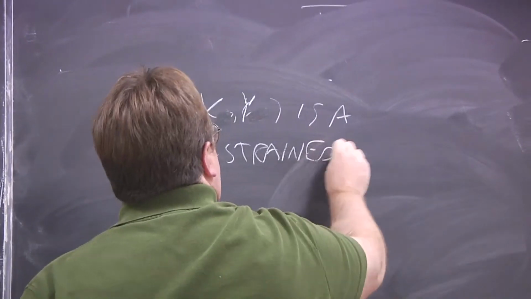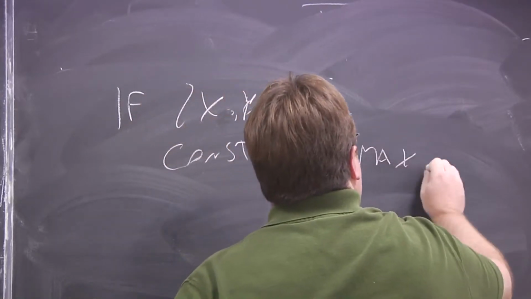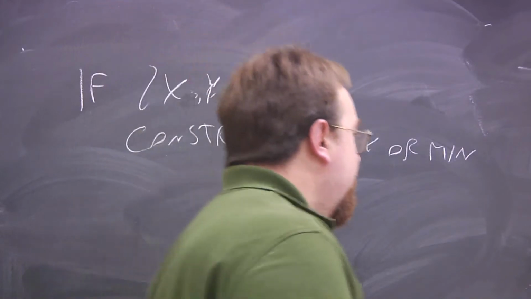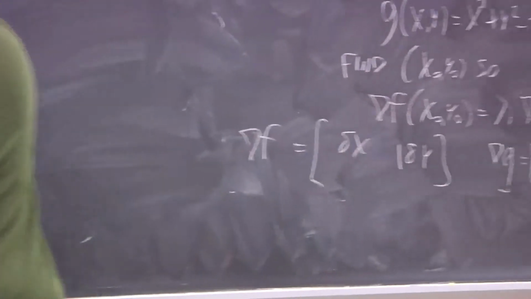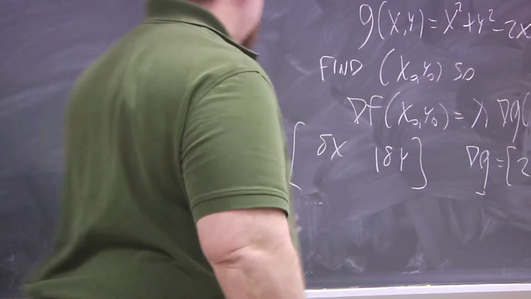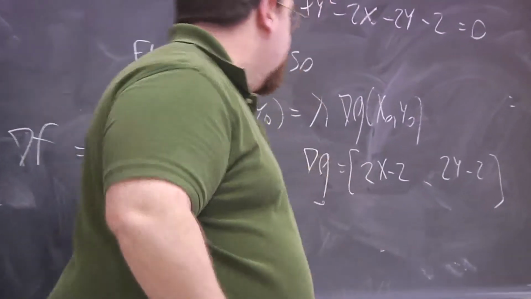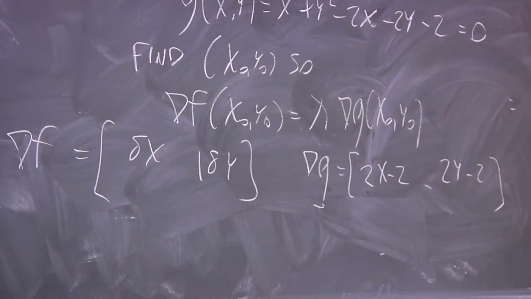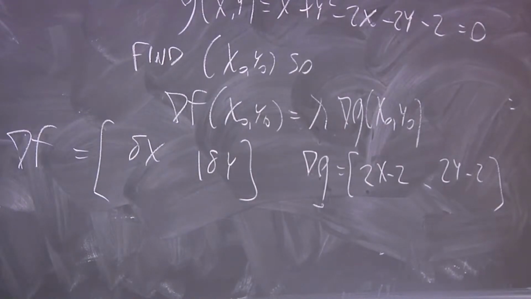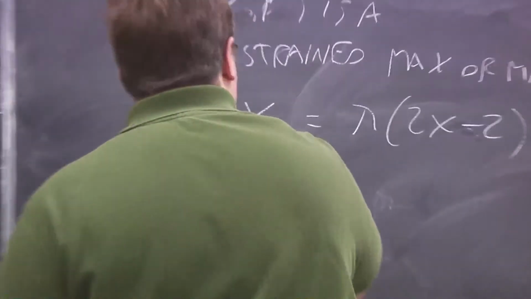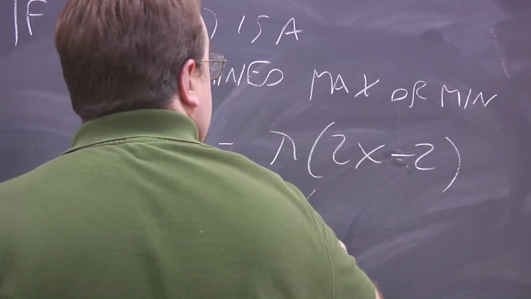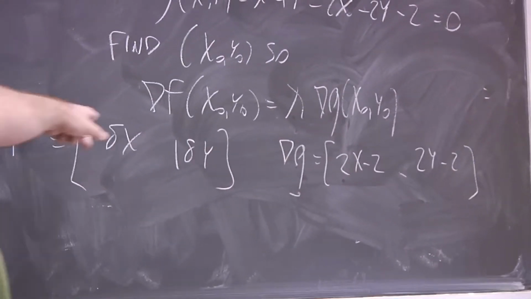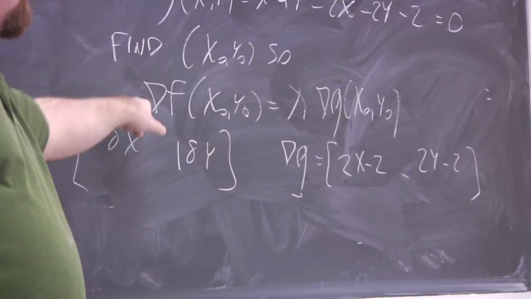For a point x, y to be a constrained max or min, here's what we need to have happen. We need 8x to be equal to lambda times 2x minus 2. So we're just matching up the components of the gradients. And then we need 18y to be equal to lambda times 2y minus 2. So these equations come from this.